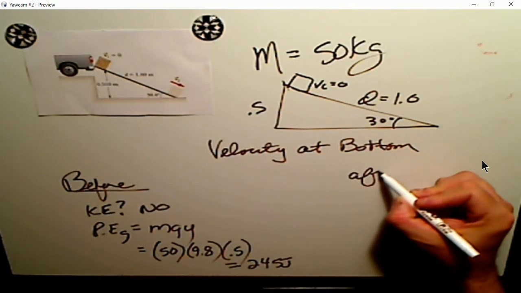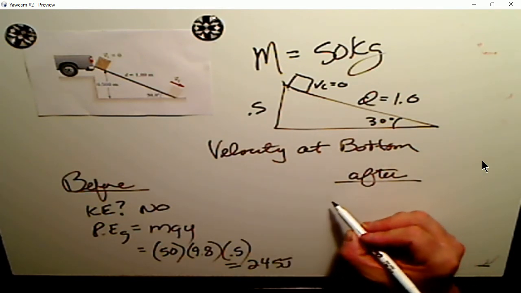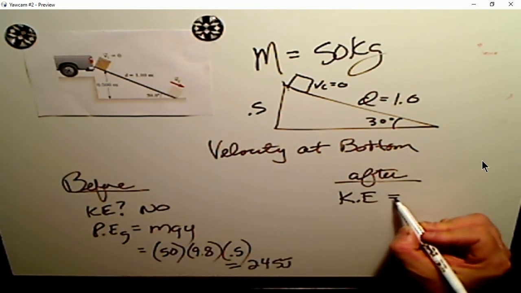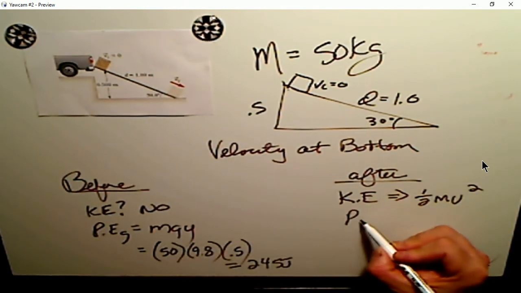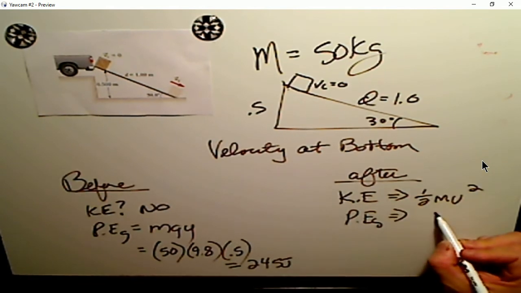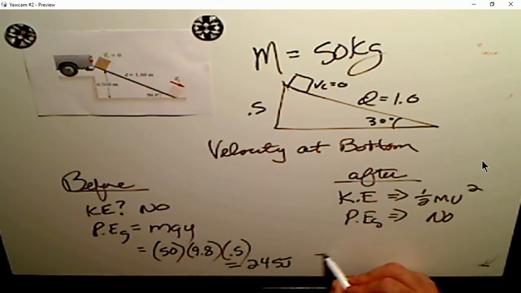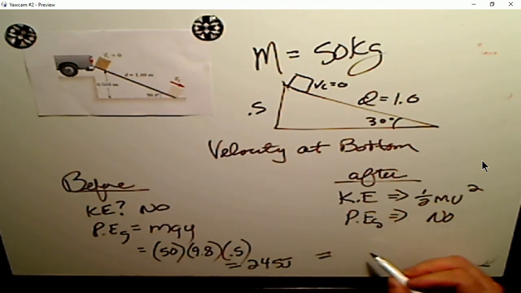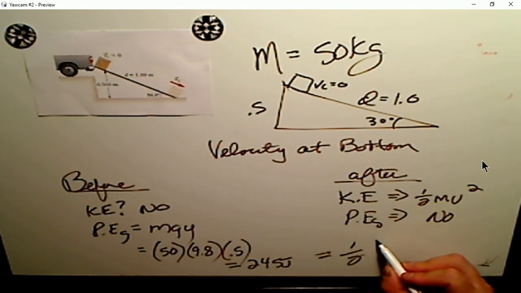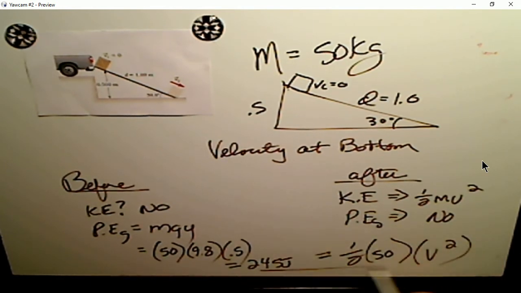After, we're at the bottom. Is there any potential energy? Well, it's all kinetic energy, right? It's all moving, 1/2 mv squared. There's no potential energy due to gravity because we're at the bottom. y equals 0 at the bottom. So we have the total energy still being 245 joules. And that is going to be equal to 1/2 mv squared. In this case, 1/2 times 50 times velocity squared. There's your equation.